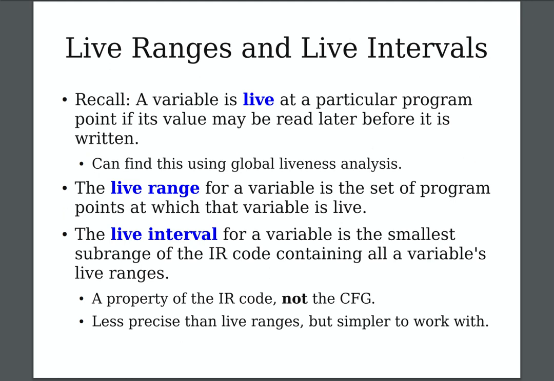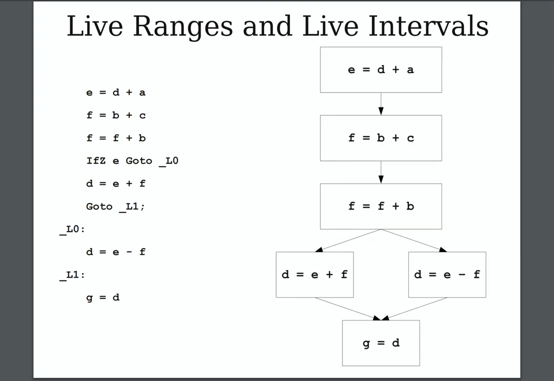So this is a very, very subtle difference. The live interval is a property of the machine code, whereas the live range is something that we can talk about on the control flow graph. So live ranges are a little more precise, but live intervals are very simple to work with. Let's take a look at an example of a program here.